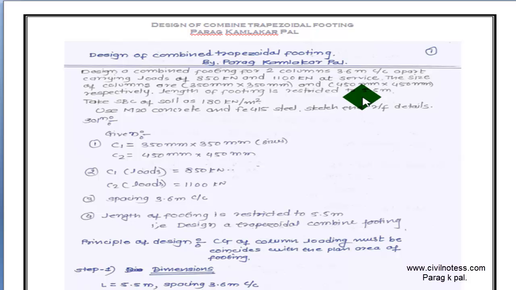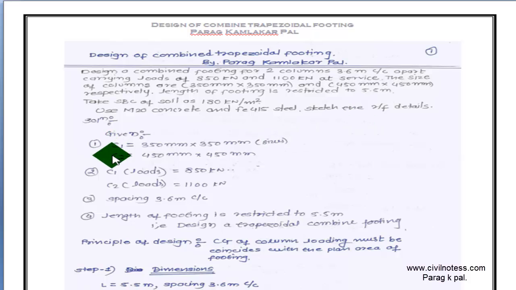Now take the SBC, safe bearing capacity of soil, as 180 kilonewton per meter square. Use M20 grade of concrete and Fe415 steel. Sketch the reinforcement detail. So this is my numerical, and now I want to solve it.